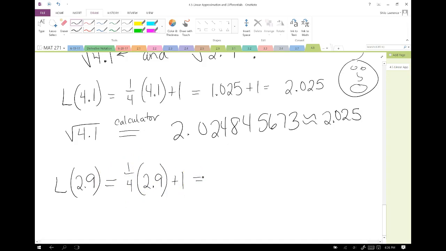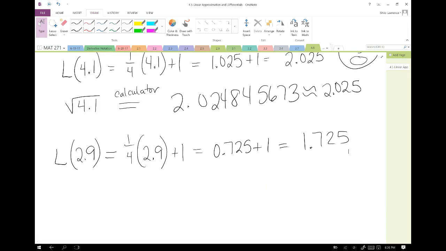So a quarter of 2.9 is 0.725. And then if we add 1, we get 1.725. So that is our linear approximation. This is a point on our tangent line. And if we want to see how close we are, we can see in the calculator what the square root of 2.9 is. And the only way to do that is with the calculator, where a quarter of 2.9, we technically could figure that out by hand.